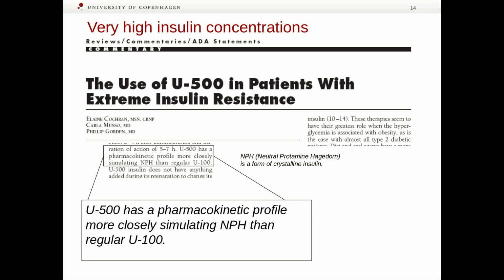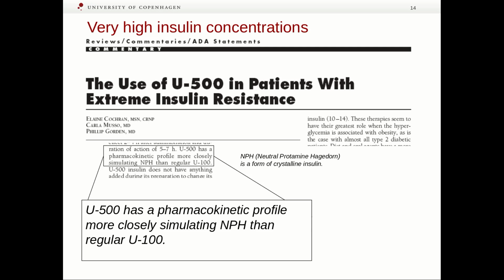An interesting problem would of course be to know what will happen as the concentration of the insulin is increased even further. We have looked at 100 international units per milliliter and 40 international units per milliliter, but to improve the treatment of patients with very extreme insulin resistance, one could think that perhaps one should use insulin with a much higher concentration, for instance, as suggested here, 500 international units per milliliter.